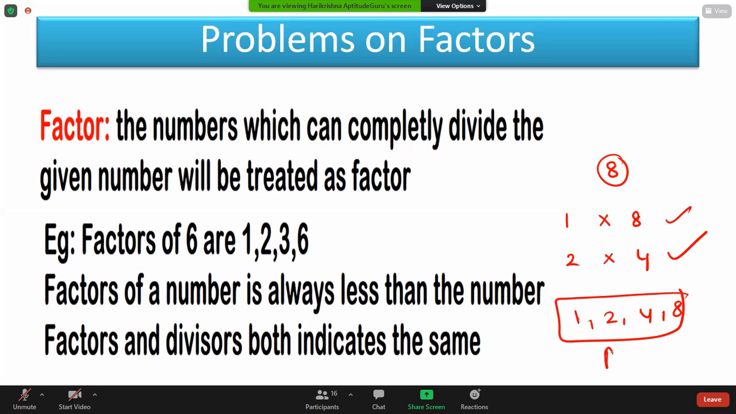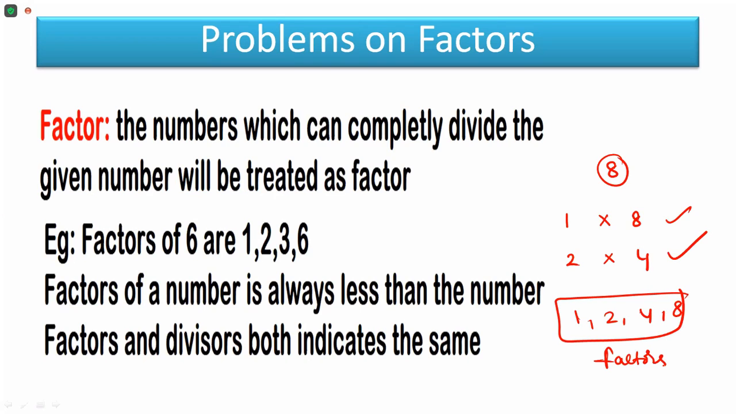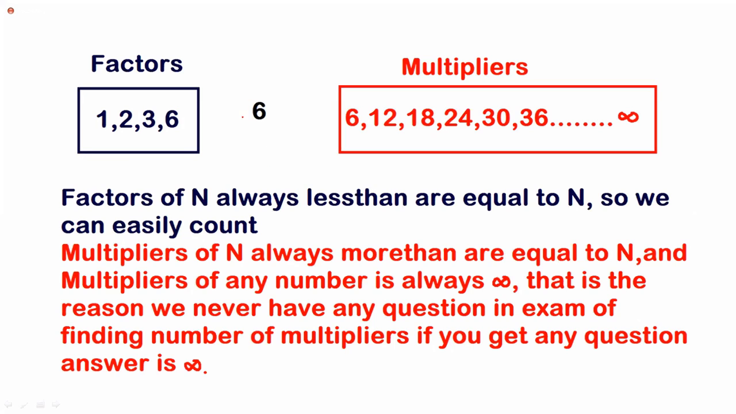As what are going to be treated as factors of this particular number. And what are multipliers? So for any number, for example, if I take 6, so 1, 2, 3, 6 are going to be factors. Factors are always going to be less than or equal to the given number. And multipliers are always going to be more than or equal to the given number.